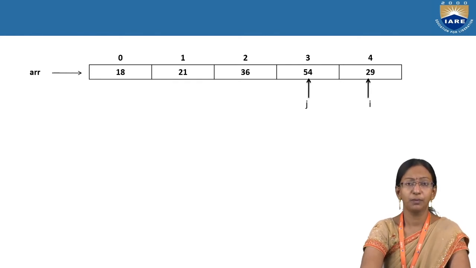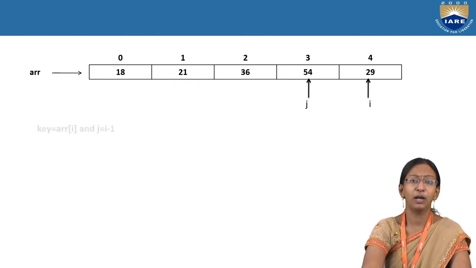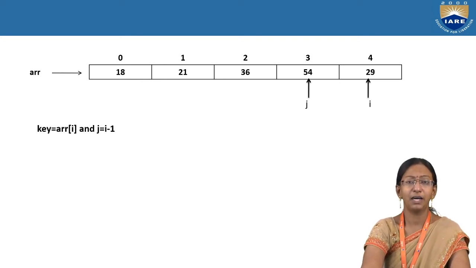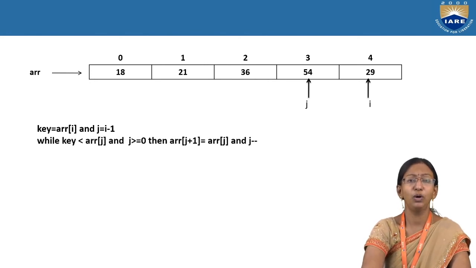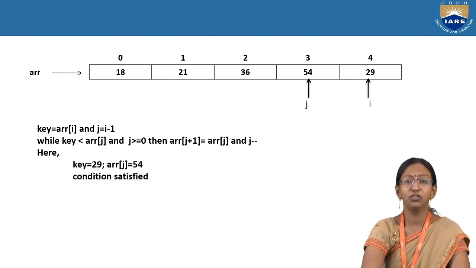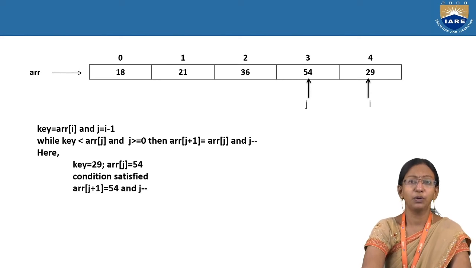The process starts. J will be holding an index value 1 less than I and key will be assigned a value which is pointed by the variable I, which is 29 right now. So the while loop starts a comparison between a key value and the value pointed by j. So that means it is a comparison between 29 and 54. Is 29 less than 54? The condition is satisfied. If the condition is satisfied, at j plus 1 position, place the value pointed by j.